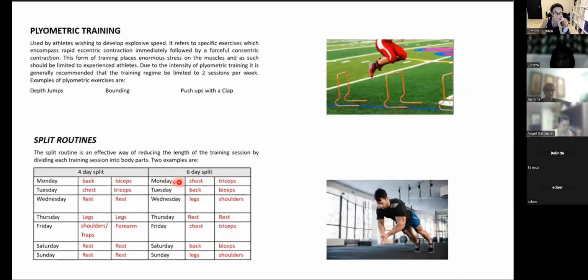Yeah, so 6 days would be chest, tricep, back, bicep, legs, shoulders, then Thursday rest day, and then you start the same thing again. This is just an example. You can mix and match it as you wish. So it always depends. Some people have a lot of time. Some people do a split, 2 units. They do half, maybe Monday morning and Monday evening.